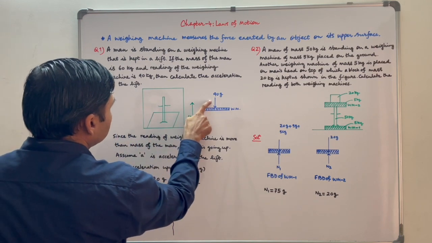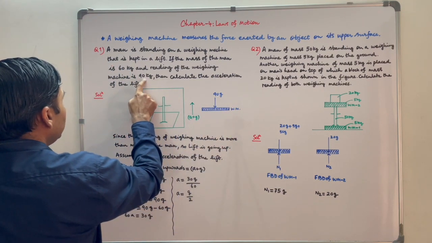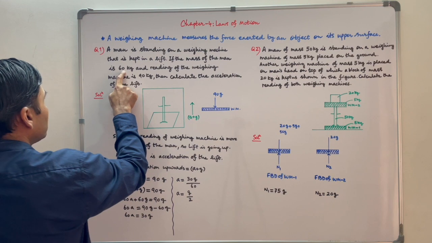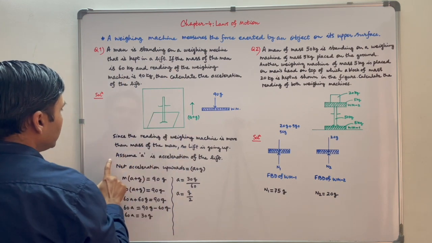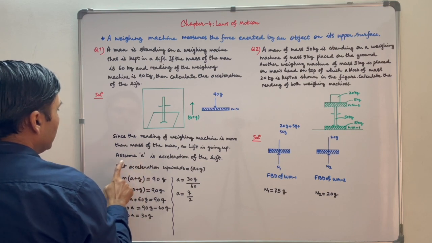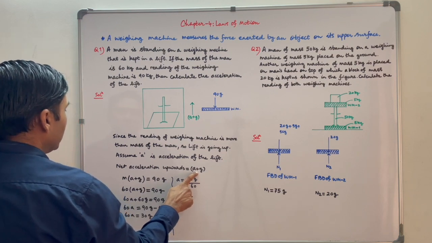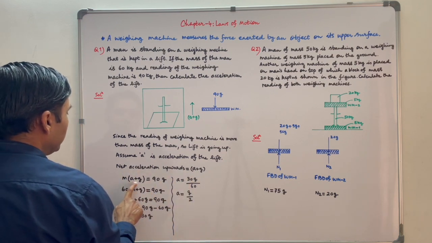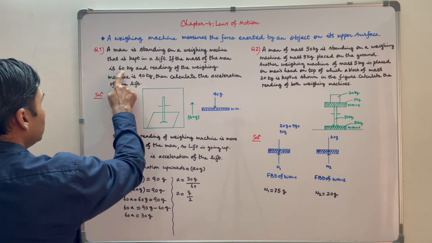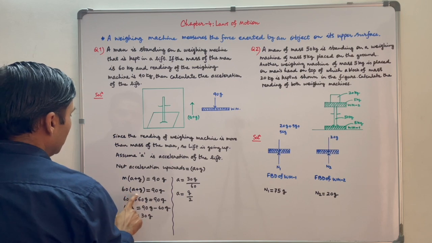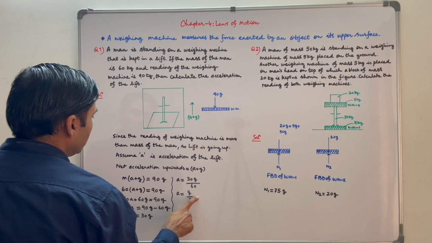90g force is exerted on the upper surface of weighing machine. It is given that reading of weighing machine is more than mass of the man. That means lift is going upwards. Let's say acceleration of the lift is A. Then net acceleration upwards will be A plus g. Now we can form the equation as m into (A plus g) is equal to 90g. m is given as mass of the man, 60 kg. So 60 into (A plus g) is equal to 90g. So A comes out to be equal to g by 2.